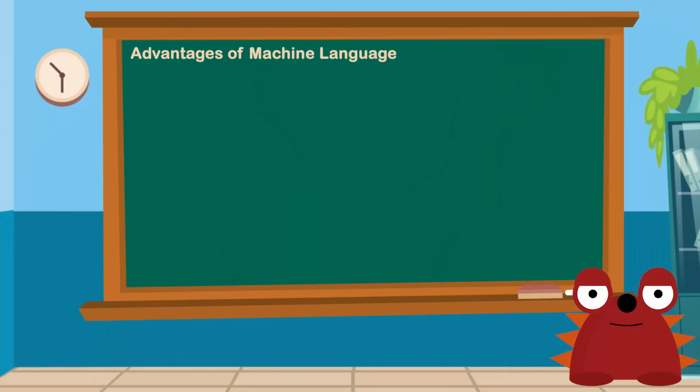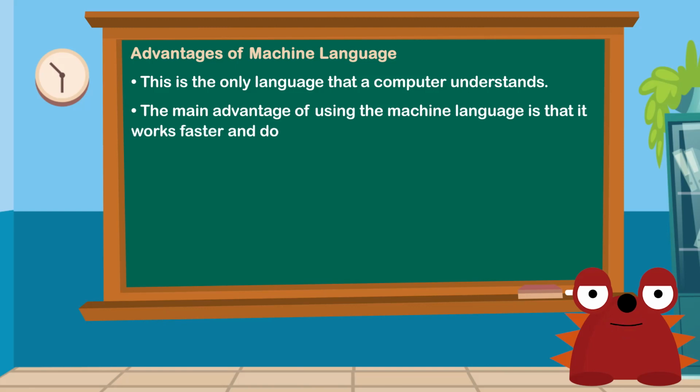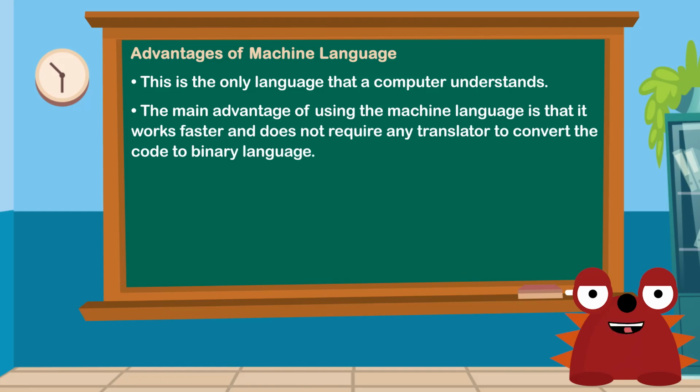Let's take a look at the advantages of machine language. Firstly, this is the only language that a computer understands. And the main advantage of using the machine language is that it works faster and does not require any translator to convert the code to binary language.